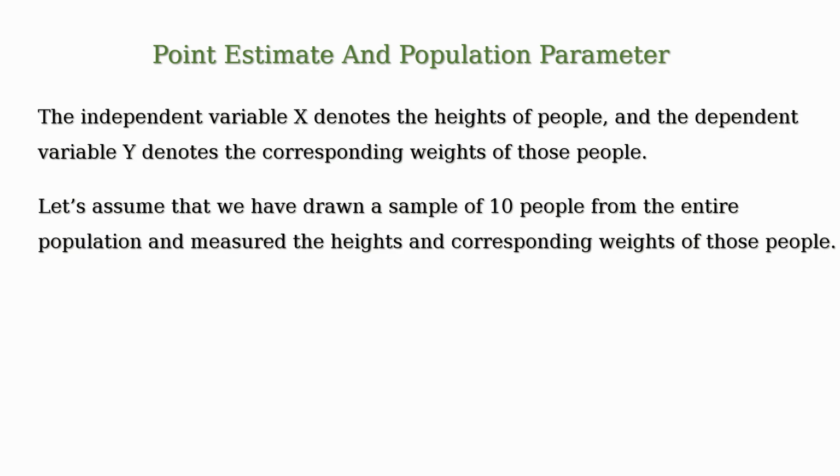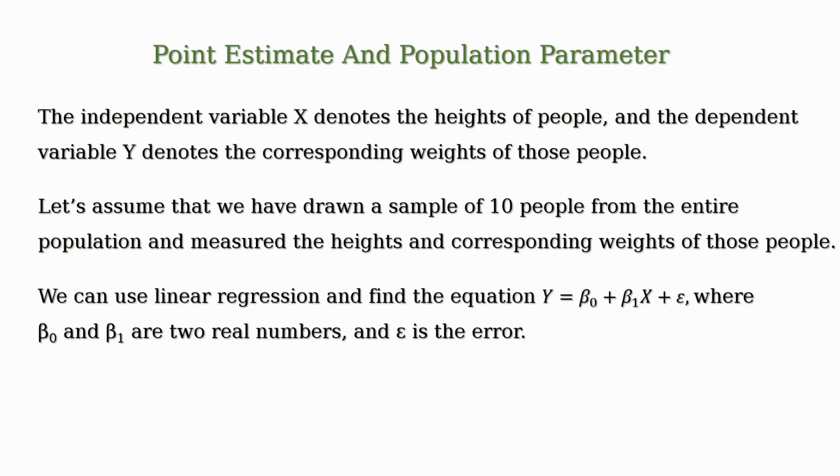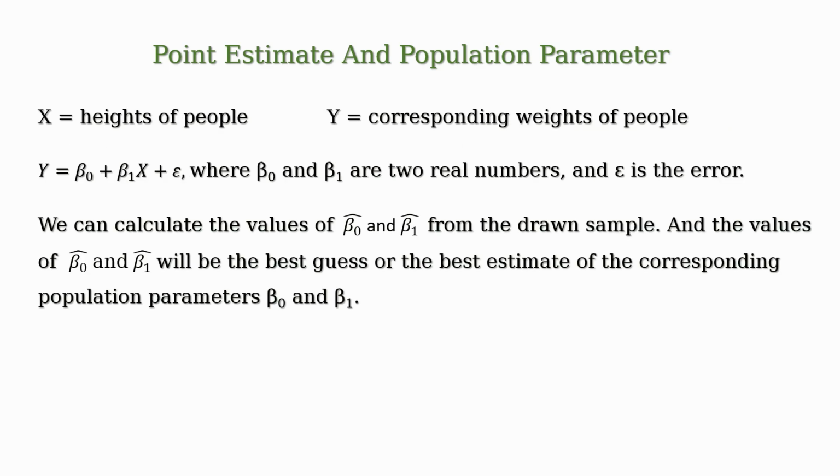Now, we can use linear regression and find the equation y = β0 + β1x + ε, where β0 and β1 are two real numbers and ε is the error. Now, we can calculate the values of β0 hat and β1 hat from the drawn sample, and the values of β0 hat and β1 hat will be the best estimate of the corresponding population parameters β0 and β1.